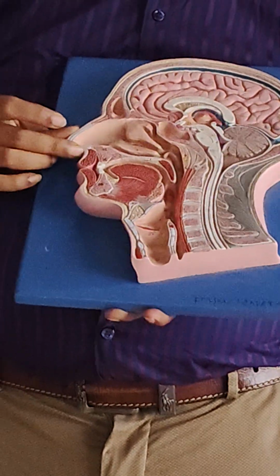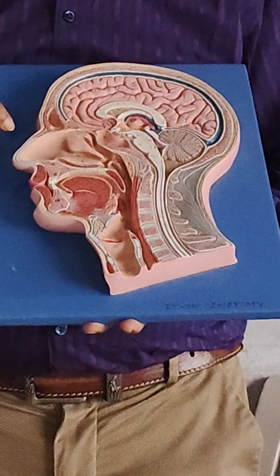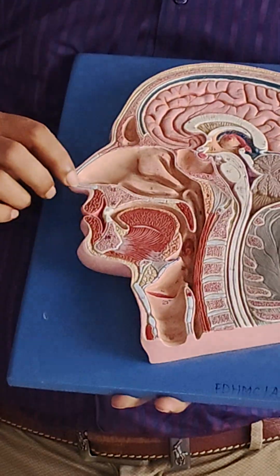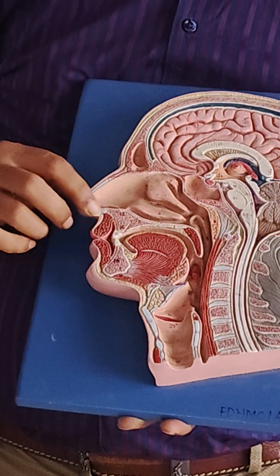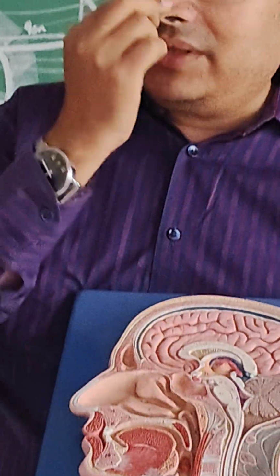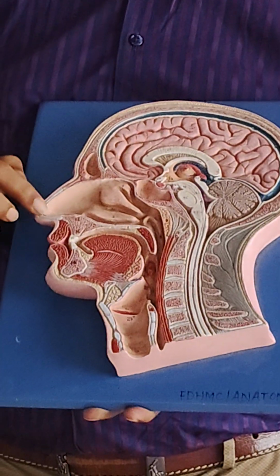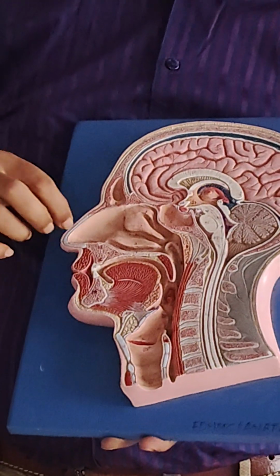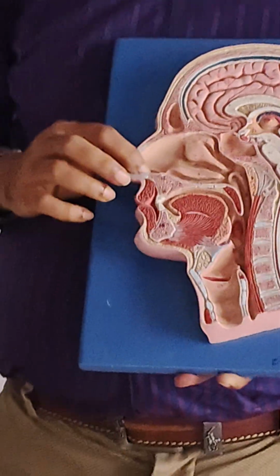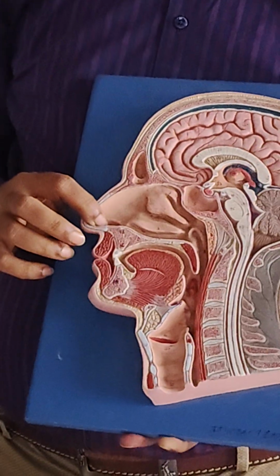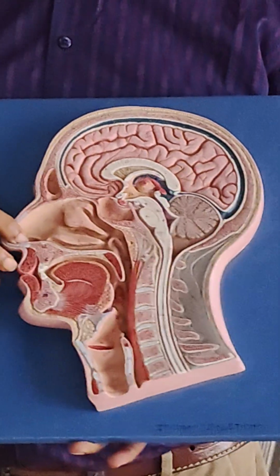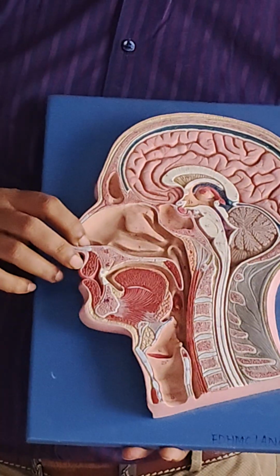Now coming to this part, here you can see the sky blue color area. This sky blue color area is the cartilaginous part of the nasal septum anteriorly. It is movable because it is formed by cartilage. And here there is a small organ which is rudimentary in human beings. It is called the organ of Jacobson. Sniffer dogs use this organ to find out the criminal.